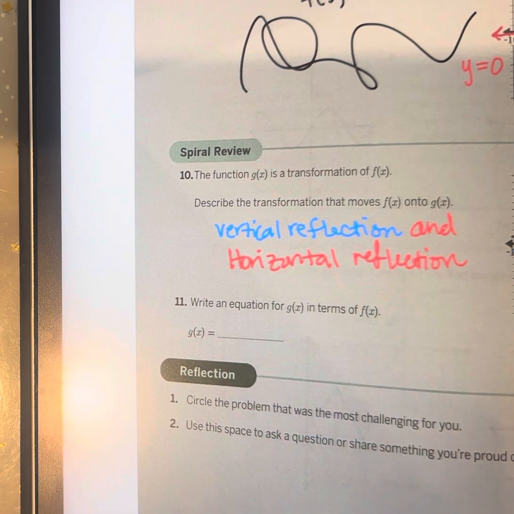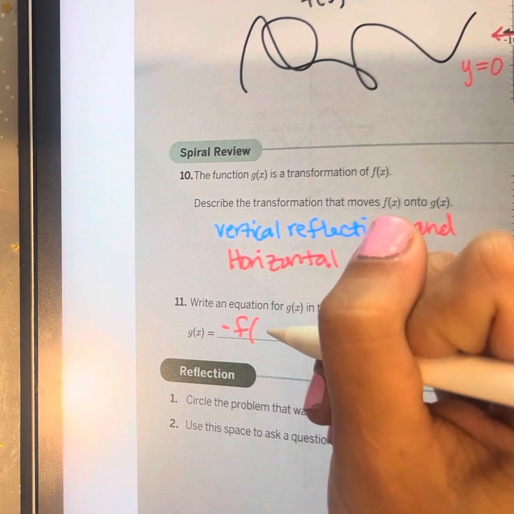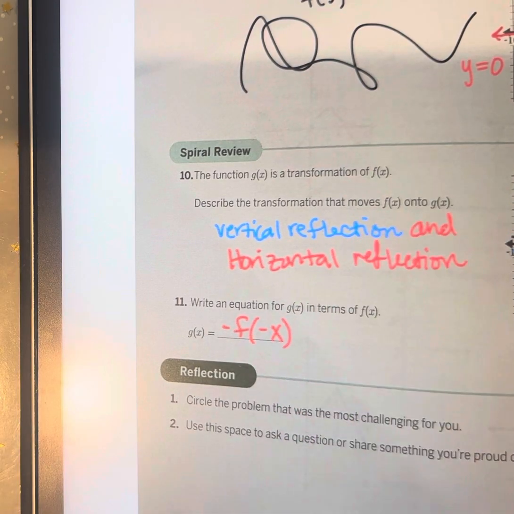Okay. And then they want the equation of g of x in terms of it. Well, once I've got these words, it's easy. Vertical reflection, that's a negative in the front. Horizontal reflection, that's a negative in the parentheses. Done.